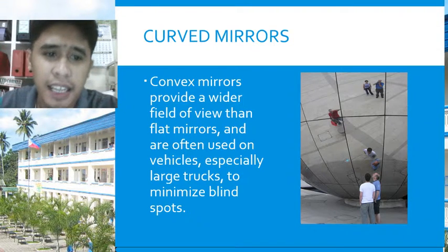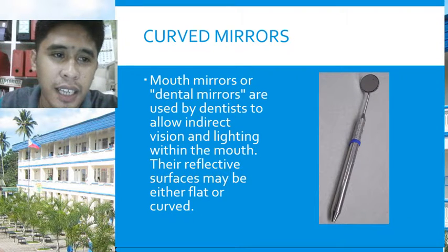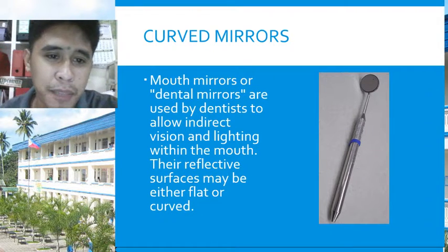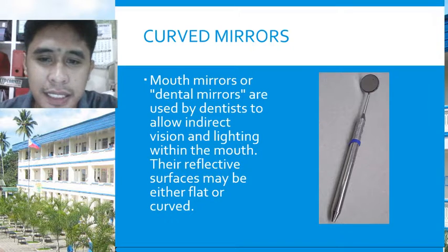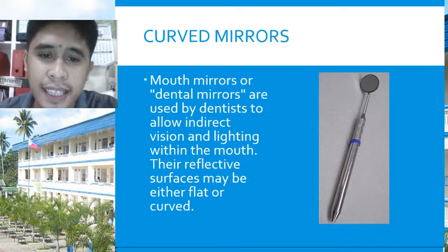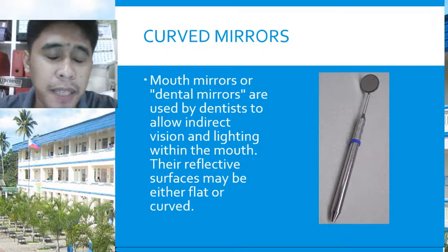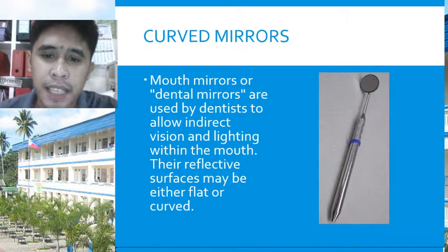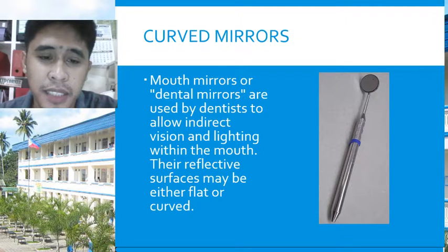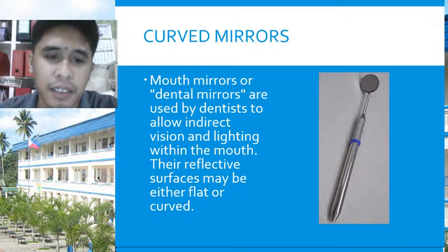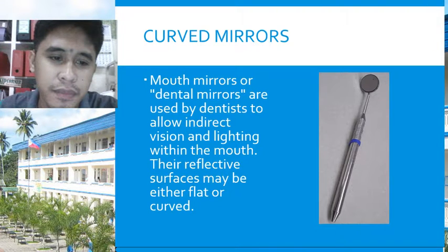Convex mirrors are also used as decorations in interior design to provide a predominantly experiential effect. Other curved mirrors used are mouth mirrors. These are used by dentists to allow indirect vision and lighting within the mouth. Their reflective surfaces may be either flat or curved. Mouth mirrors are also commonly used by mechanics to allow vision in tight spaces and around corners in equipment.